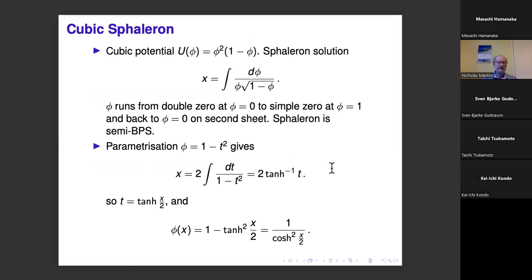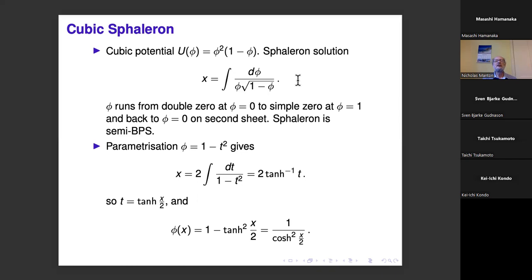Right, it's time to move on to a sphaleron example. I explained generally what a sphaleron was, but now let me give you the basic example in one dimension. For this, you need a cubic potential. This is the simplest case, phi squared times 1 minus phi. This again has a double zero at phi equals 0, but the important thing is it has a simple zero at phi equals 1, a real simple zero. And because of the simple zero, u becomes negative if phi is bigger than 1.